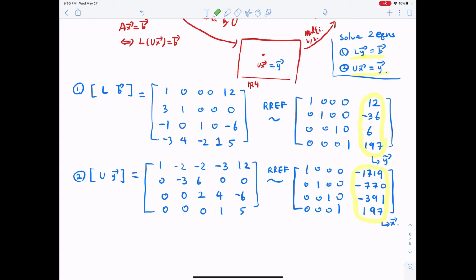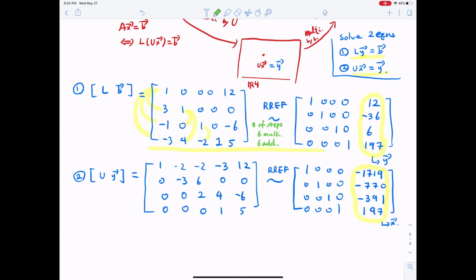But here, we're interested in the number of calculations we did. If you look at the first step, we need to first reduce the first column. So we have to multiply by some number and add to each row. Once you do that, you do the same thing for the second column, and again for the third column. So we can tell that the number of steps is, we have to multiply 6 times, and we have to add to each row 6 times.